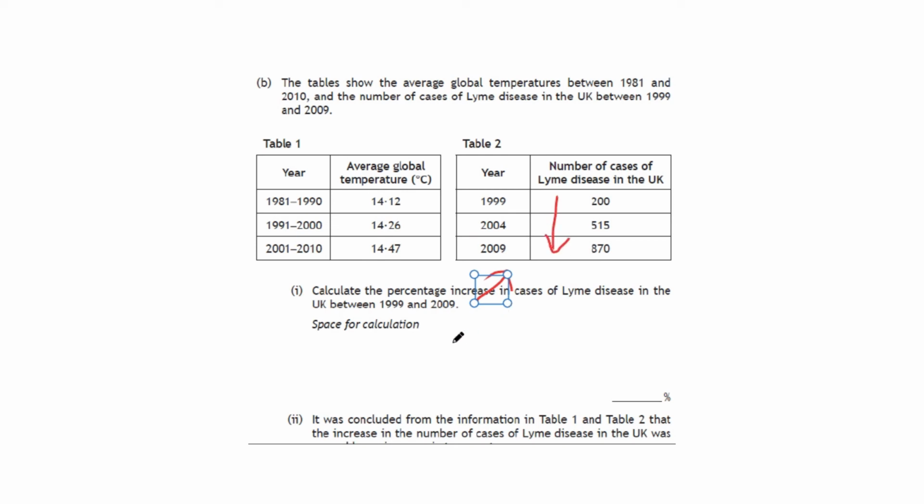So we're dealing between 1999 and 2009. So percentage change, remember, is change over original times 100. So the change is 670. The original is 200. So 670 over 200 times 100, which will give you an answer of 335%.